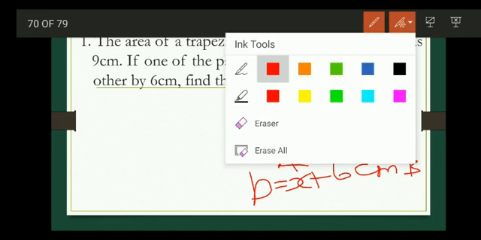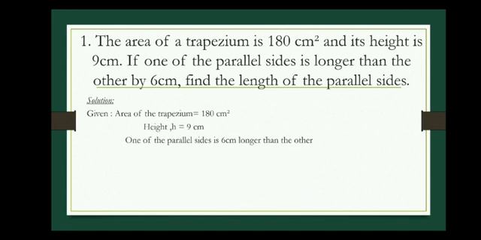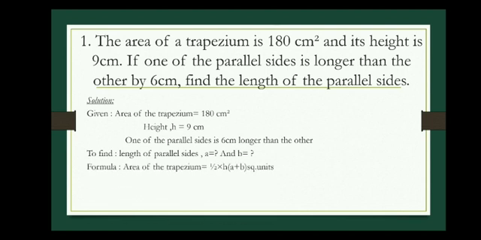So now we'll see this. Anyway, you have to draw a diagram. First, write what is given. They have given the area of the trapezium, the height, and that one of the parallel sides is 6 centimeter longer than the other. What you have to find out is the parallel sides, that is a and b. We know the formula that area of a trapezium is equal to half into height into a plus b square units.